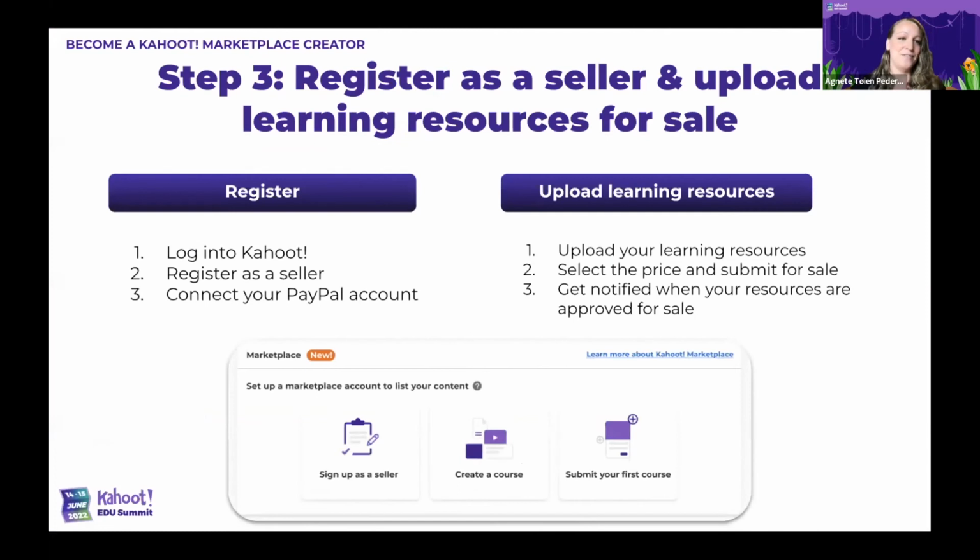Step 3 is to register as a seller and upload your content to the marketplace. First, you register as a seller and connect your PayPal account. And this is how you will receive your payouts. Then you upload your learning resources, for example, your Kahoot course, set the price, and submit your item for sale. You will be notified when your learning resources are added to the marketplace.